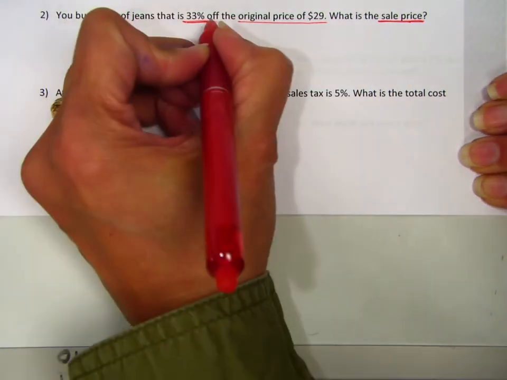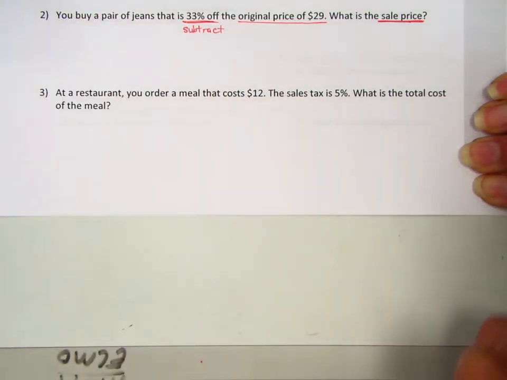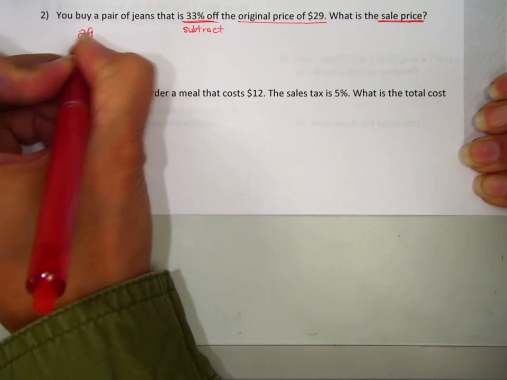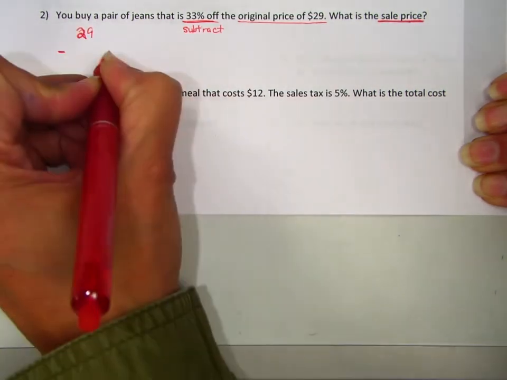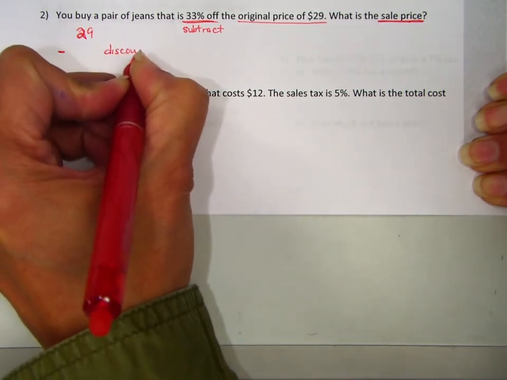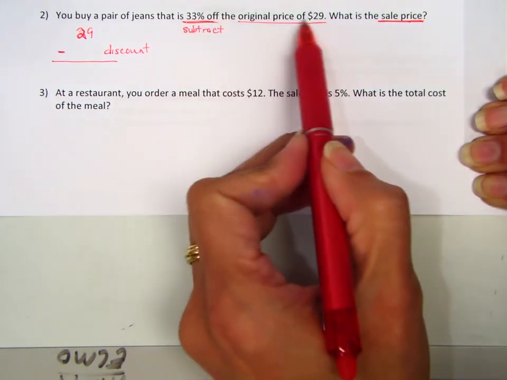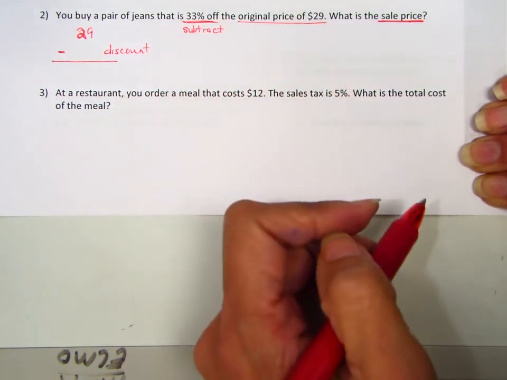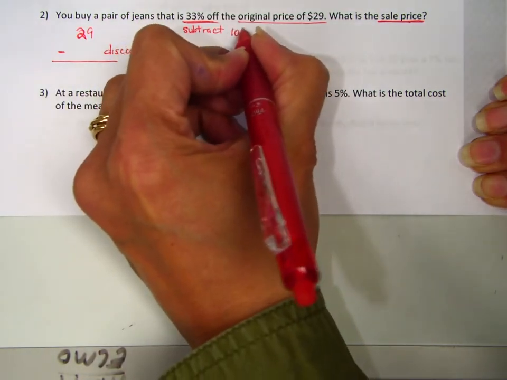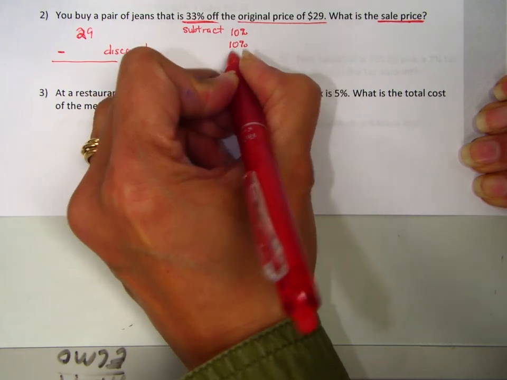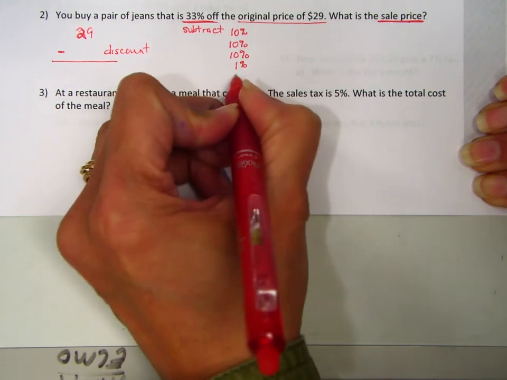So when we see off, we are going to subtract. So we're going to have a problem where I take my original price and I will subtract my discount. So we'll have to figure that out. What is that discount? So we need to figure out what is 33% of $29. Benchmark fractions that would be helpful are 10% and 3 1%.